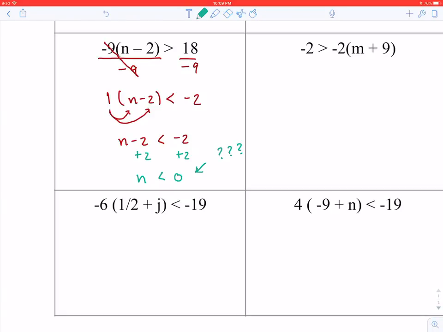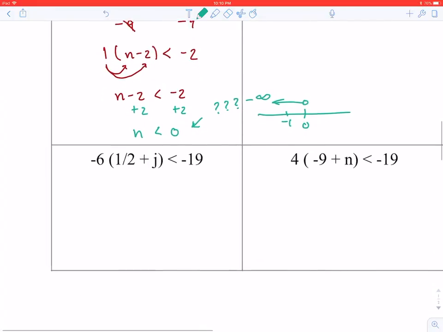And this confuses some people. You got some people messed up whenever they see that 0. Yes, n can still be less than 0 because that's still an infinite number of solutions. There are an infinite number of numbers or integers to the left of 0, all the way to -infinity.